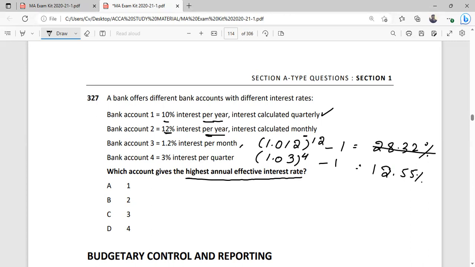1.012 raised to power 12 minus 1. Yes, the correct answer is 15.39%. So first one is offering 10%, 12%. The third one is offering the highest per annum interest rate. So these are the MCQs of capital budgeting from Section A. Any question?